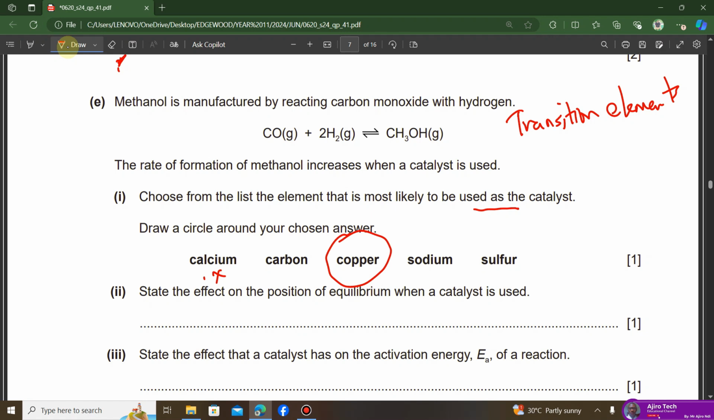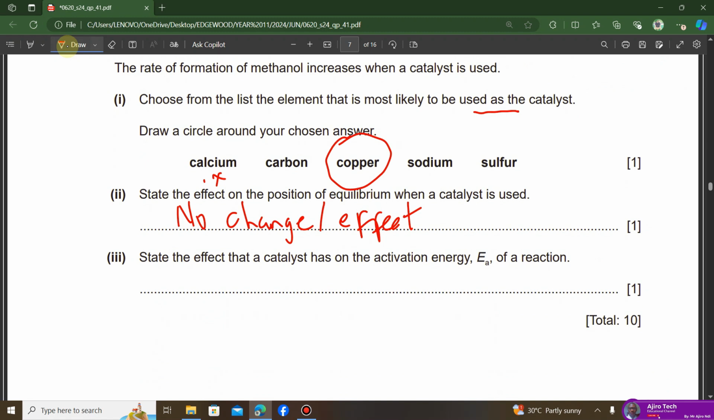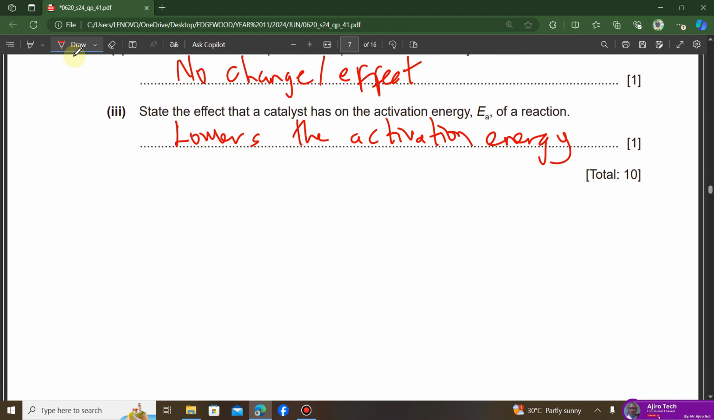State the effect on the position of equilibrium when the catalyst is used. Recall also that a catalyst does not affect the equilibrium position. So there is no change, no effect on the position of equilibrium. State the effect that a catalyst has on the activation energy of a reaction. A catalyst simply lowers the activation energy, by creating an alternative pathway for the reaction to proceed. All right, so that's for that.